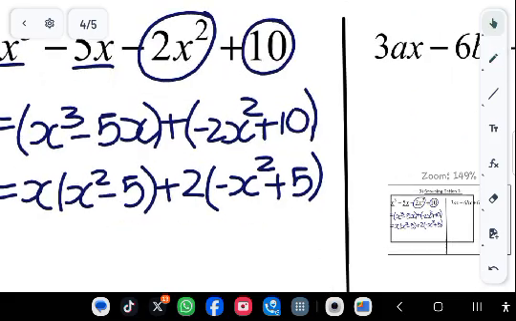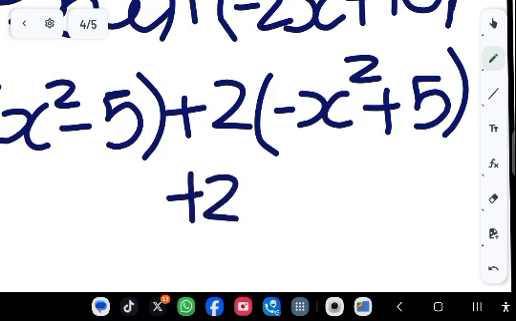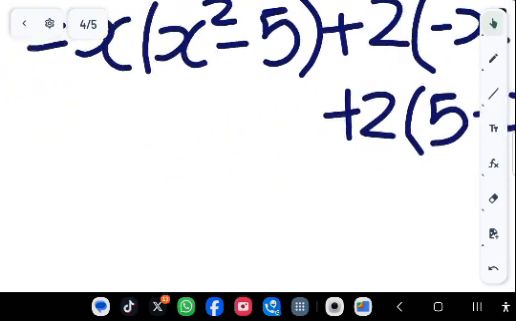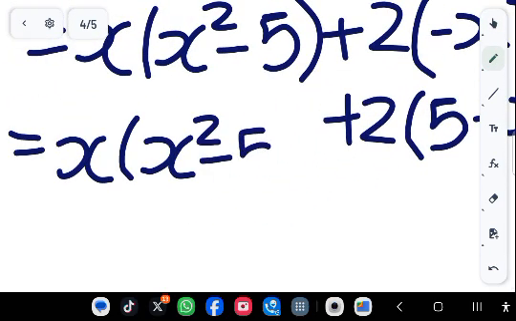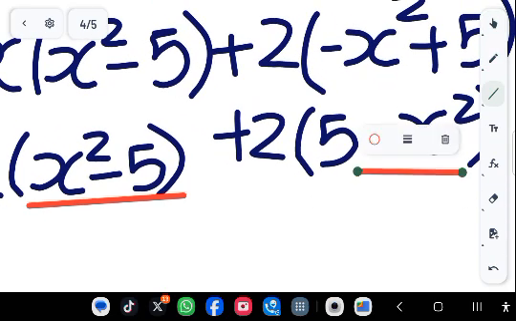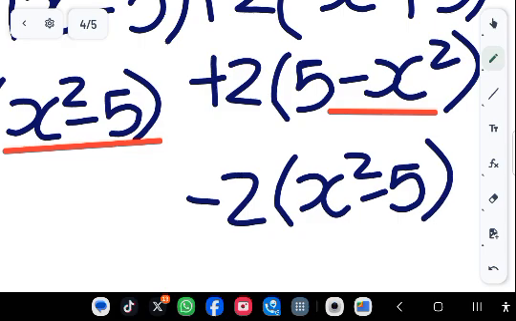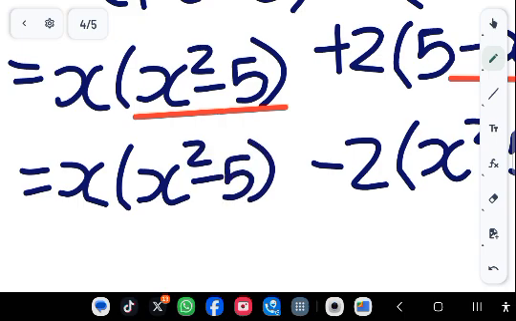Now notice x squared minus 5 and minus x squared plus 5 are almost similar, but for you to see exactly what's happening, let's arrange them like this. That will become 5 minus x squared, which leaves us with x in bracket x squared minus 5. X squared minus 5 and 5 minus x squared are almost identical. The only thing we need to do is put a minus in front of the 2 so that we can rearrange this one to x squared minus 5, which then makes it exactly identical to the first term, which is x squared minus 5.